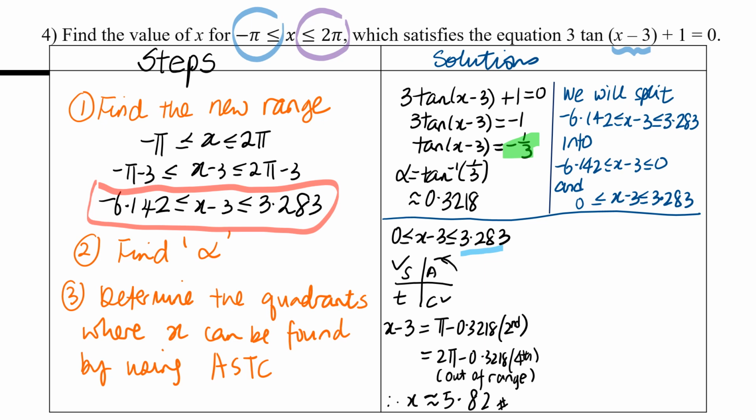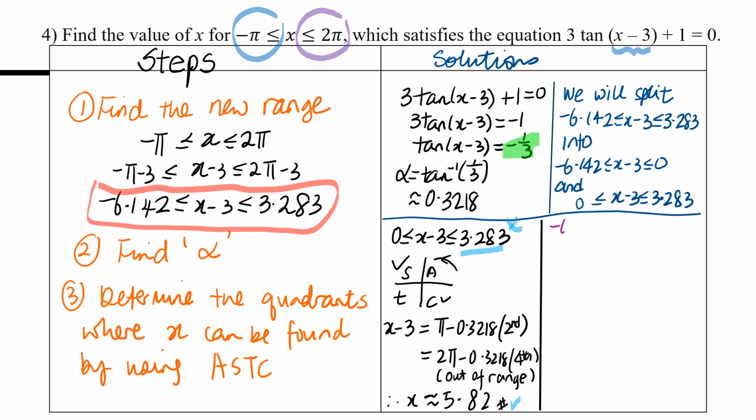All right, so you can just use a calculator. Take 2 times pi minus 0.3218. You will realize it's out of this range. So you don't have to consider the fourth quadrant. You just need to consider the second quadrant. So pi minus 0.3218, then plus 3, will give you the value for x. Okay, so this is easy. You're dealing with angles in the anti-clockwise direction, so it's easy.